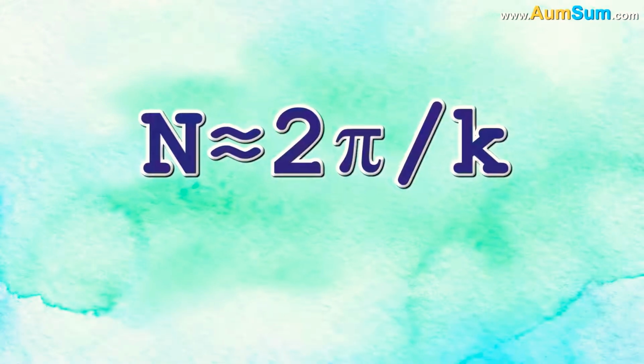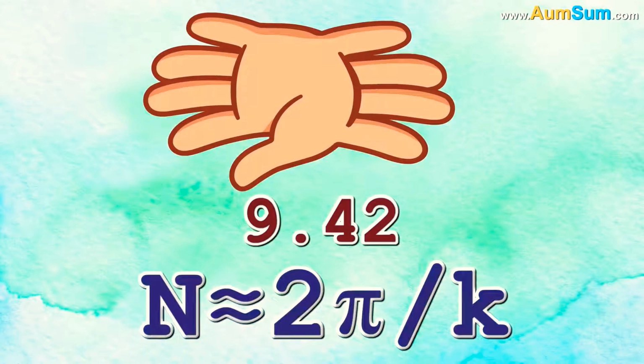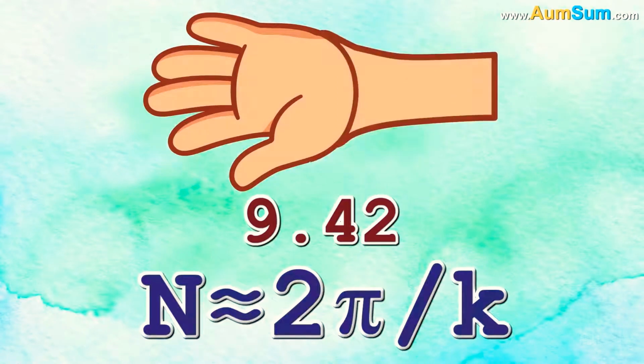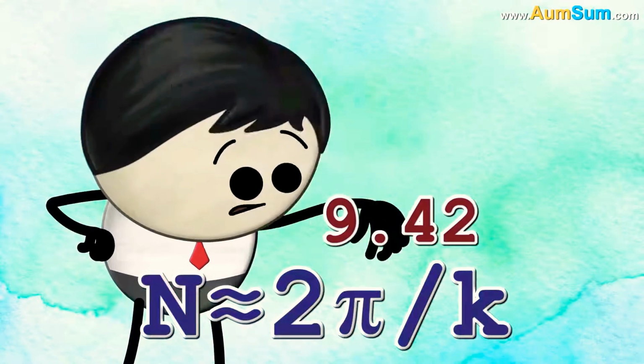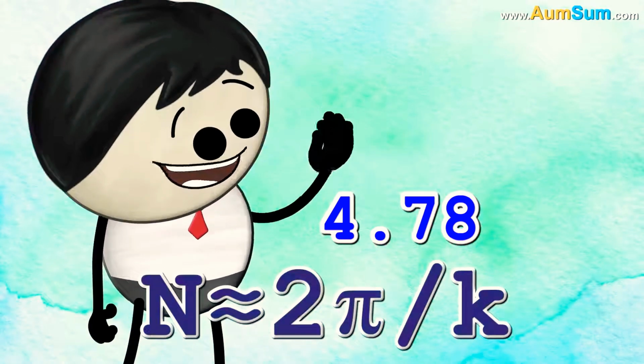Now, Lim's law, using its mathematical model, comes up with the answer 9.42 fingers per hand. But we need fingers only on one side of the palm, as the other side is connected to an arm. Hence, the final answer comes out to be 4.78. That is, 5 fingers per hand.